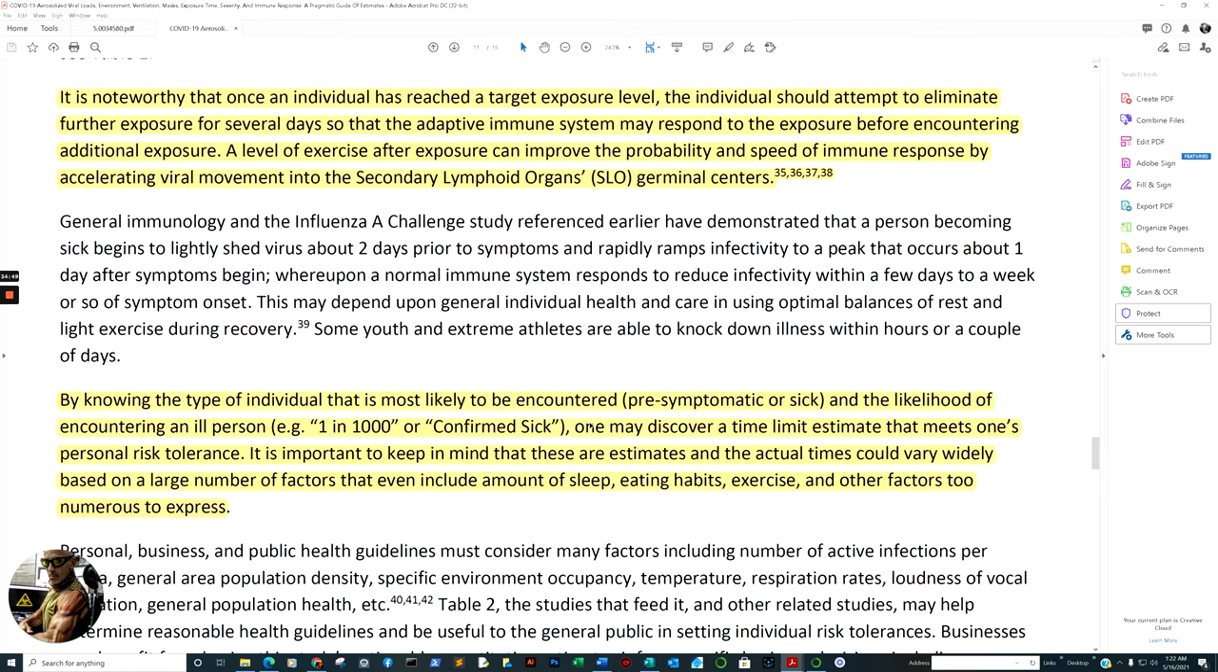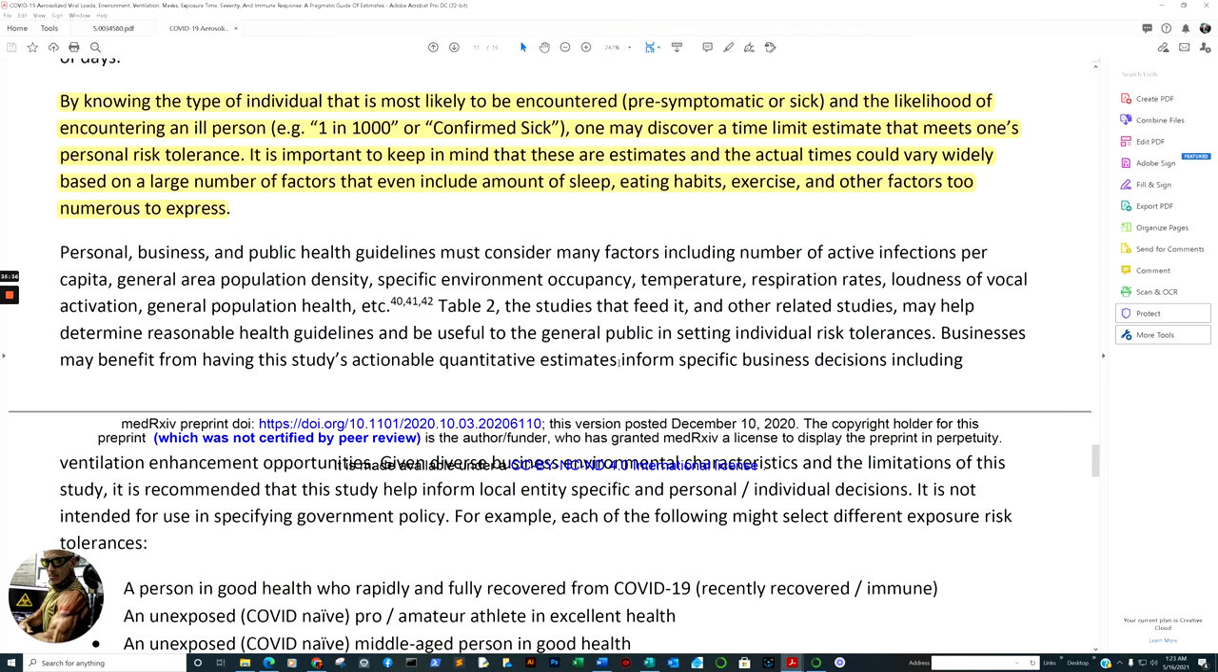It's important to keep in mind that these are estimates and that the actual times can vary widely based upon a large number of factors that include the amount of sleep, eating habits, exercise, and other factors too numerous to express, like comorbidities and so on and so forth. And also could explain why the incredibly high percentage of individuals that get sick in nursing homes, which obviously, ironically, was a tragic vector, as individuals were basically locked away in long-term care facilities. Henceforth, you had 1% of the population with 30% of the mortality. Keep in mind now, looking at ventilation and exposure, you see where I'm going with that, or you see where they're going with that. It was very, very important to have people outdoors more so than locked away indoors. And so on and so forth.